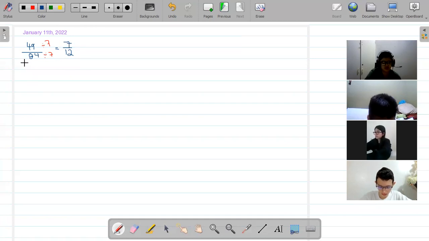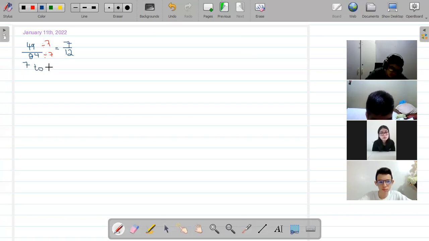So let's write that in words. 7 to 12. That's in words. What is the other form? Remember, we had 3 forms. This is the first one. This we're going to call the second one, the fraction, and we're missing one form. What is the other form? How do we write it?